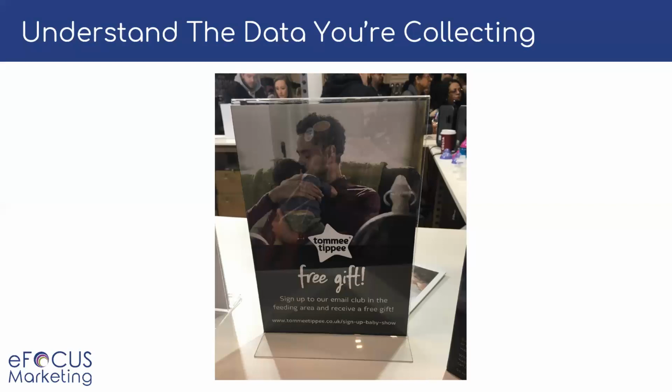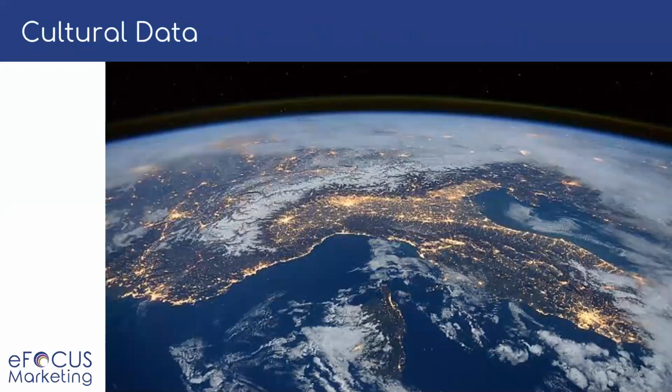What's also ironic is that the picture that's shown on this call to action is actually of a man with a baby. So they didn't differentiate that, and that's business critical information in this case. So really understand the data you're collecting, understand your subscribers, and understand what it is that you want to offer to them. So that's your known data. Now let's move on to cultural data.